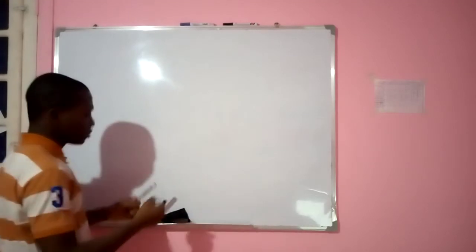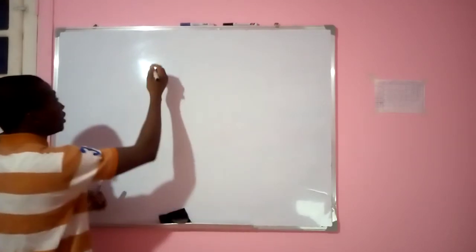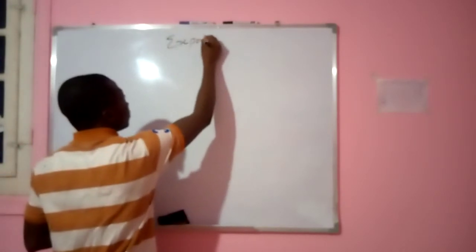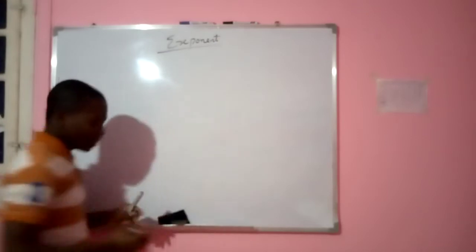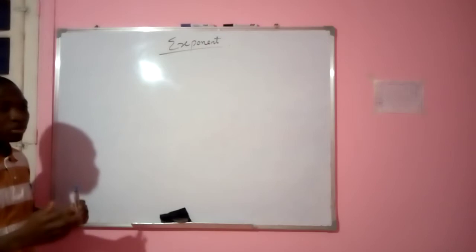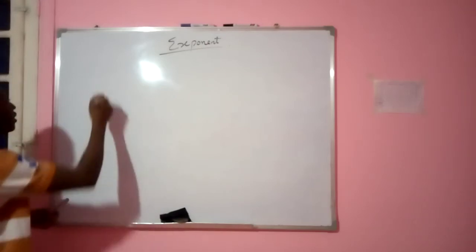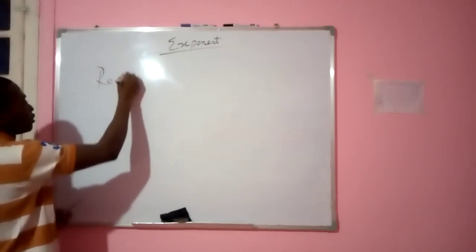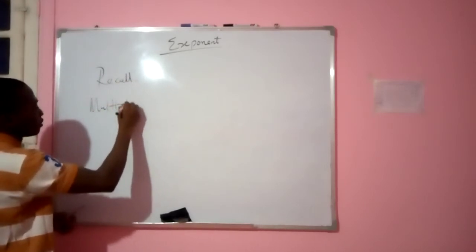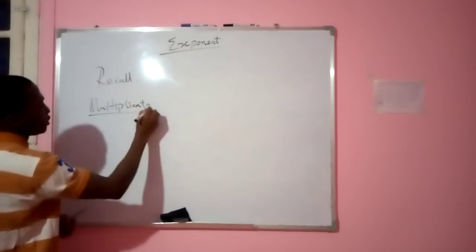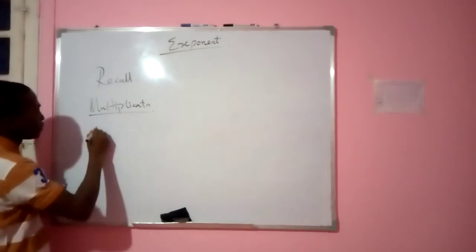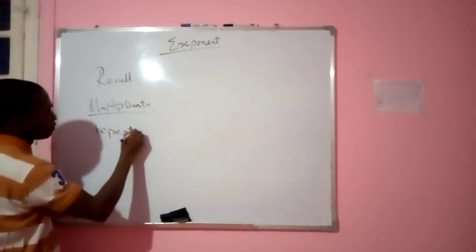Today we're going to look at a main important topic in math called the exponent. The exponent basically means repeated multiplication. Let's recall back. We have multiplication. The meaning of multiplication basically means repeated addition.